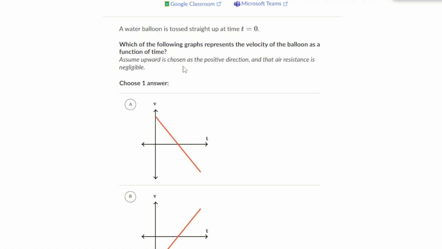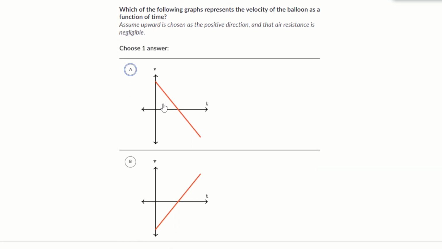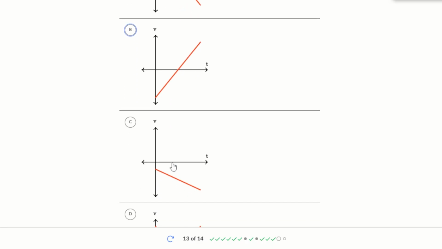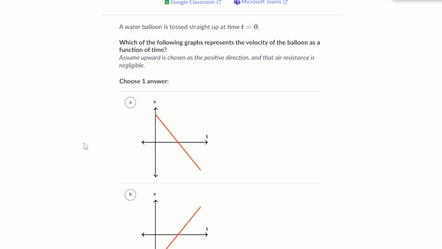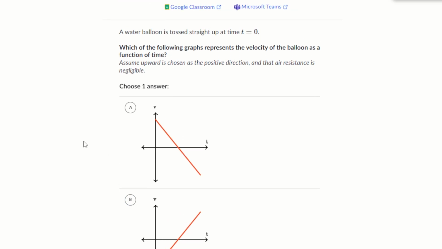So first thing I want to say is that since this is a velocity versus time graph, we know that the line is going to be constant. Reason being, acceleration is going to be constant in this scenario because the only thing affecting it would be gravity pushing it down. Because this is asking for the velocity, not saying velocity in the x or in the y, this is just saying overall velocity. We know that it has to be a straight line no matter what.